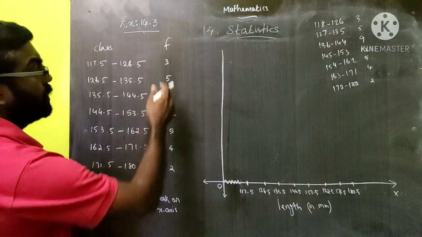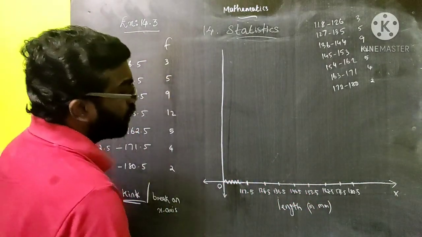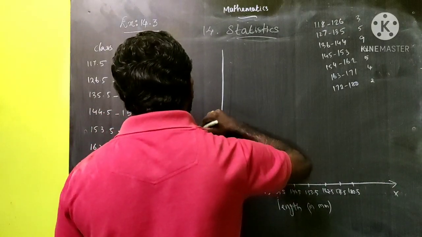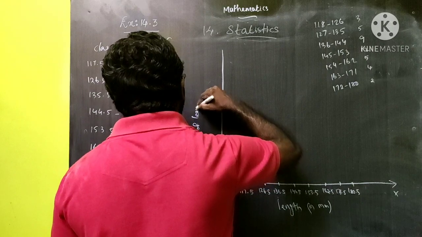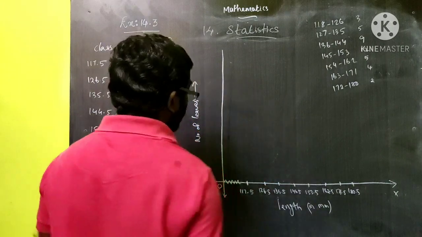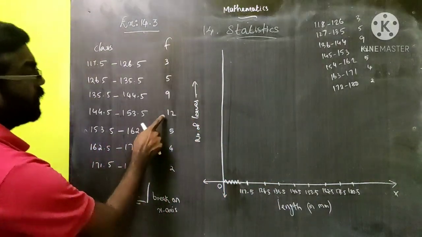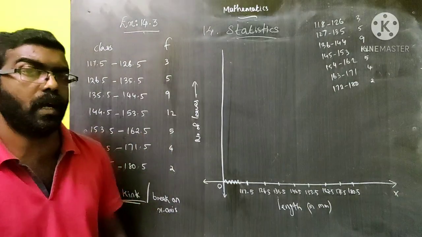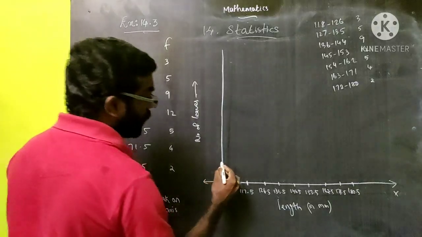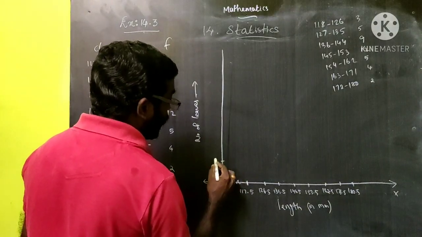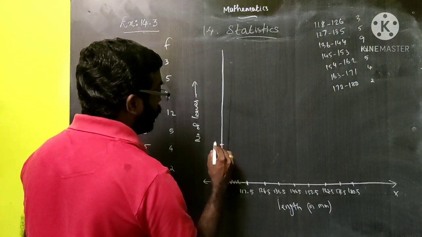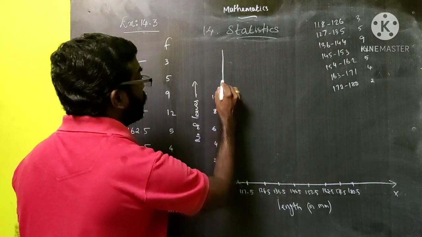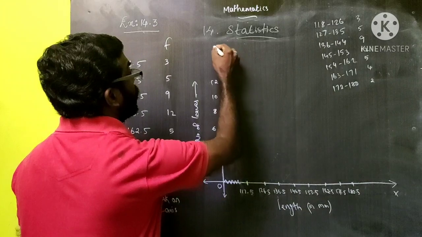And on the y-axis we can mark the number of leaves, that is frequency. So here we can write number of leaves. The highest number is 12, so you can mark 1, 2, 3, 4, 5, etc., or 2, 4, 6, 8 like that. 2, 4, 6, 8, 10, 12 and so on.